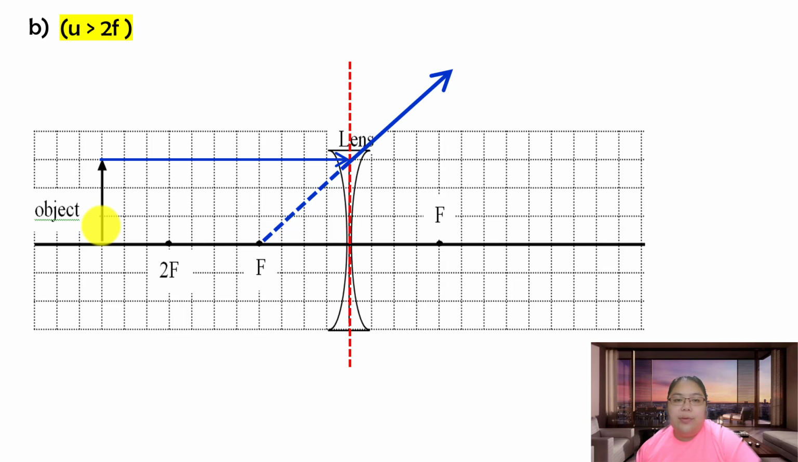This one we call the second ray. And the third ray, we go straight to the center. Okay, now you can see the rays cross already, so this part should be your image. So this is the diagram of how to get the image from the concave lens. Then we go to the following question.